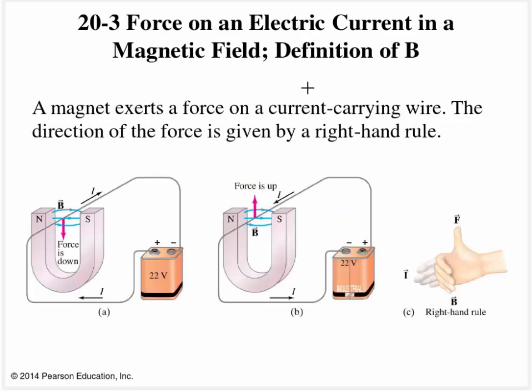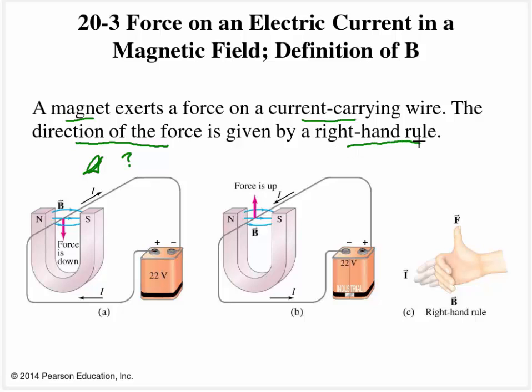Since we know that a current carrying wire is going to have a magnetic field surrounding it, what would happen if we brought it into the magnetic field of another magnet? It's going to behave just like two magnets. There's going to be an attractive force or a repulsive force. The key thing is what direction that force is going to be in. So make sure that you're good to go with figuring out that direction.